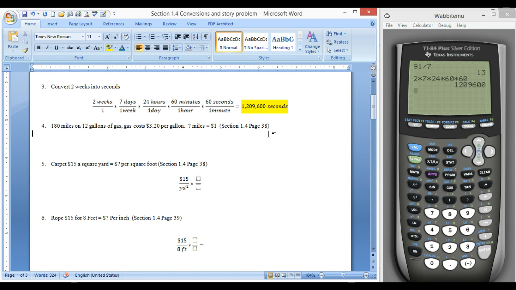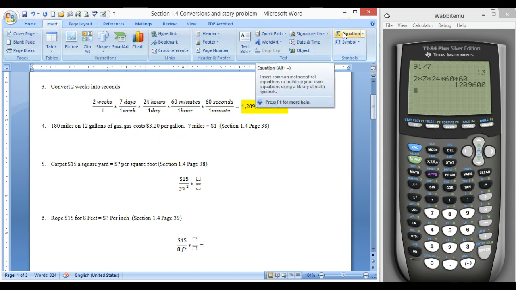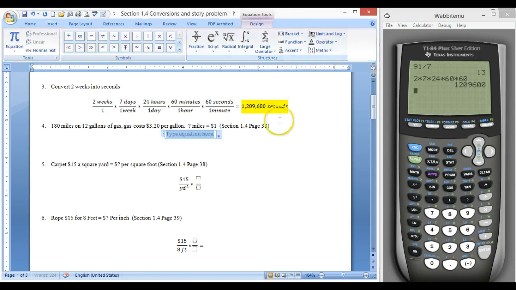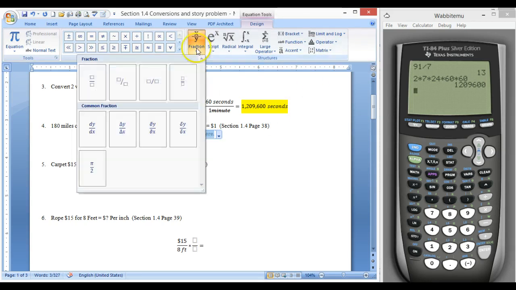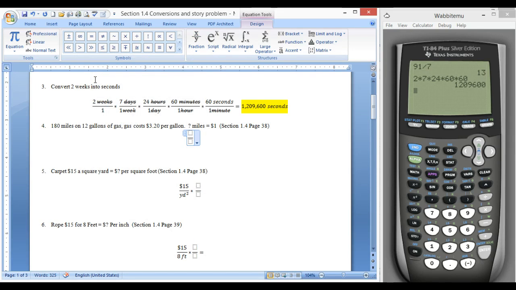180 miles on 12 gallons of gas when gas costs $3.20 per gallon. We want to know how many miles we can drive on just $1. This is the exact same question found in section 1.4, page 38 in your text. So I'm going to come up here. I left off the equation so you could see it one more time again. Come up to insert equation, and I'm going to start out with a fraction because they gave us a fraction. I did 180 miles on 12 gallons of gas. Now, some of you are going to get a little confused from looking at all of these numbers together.